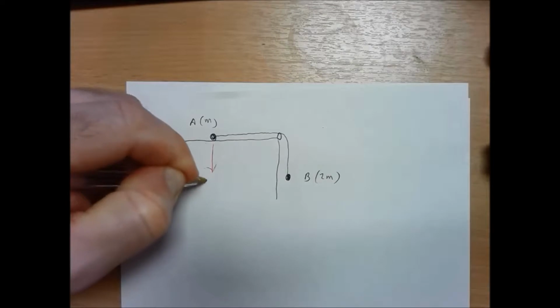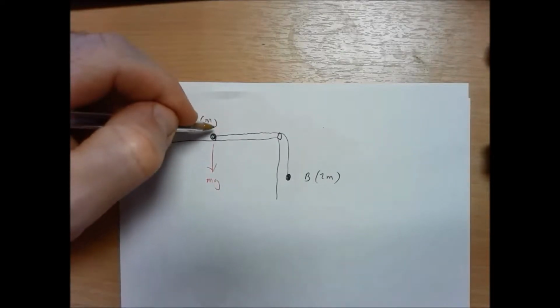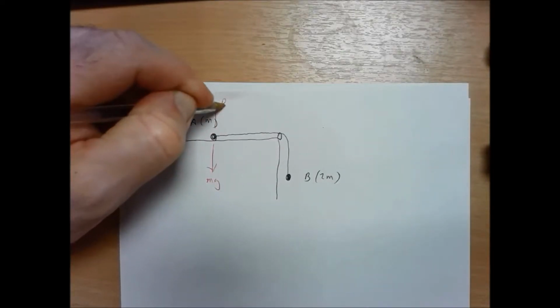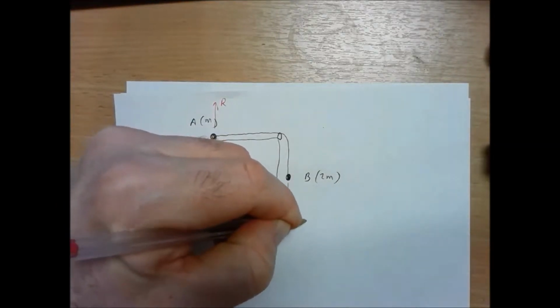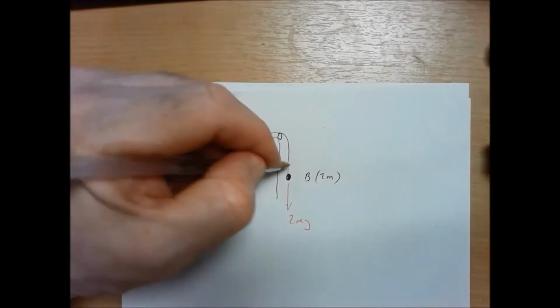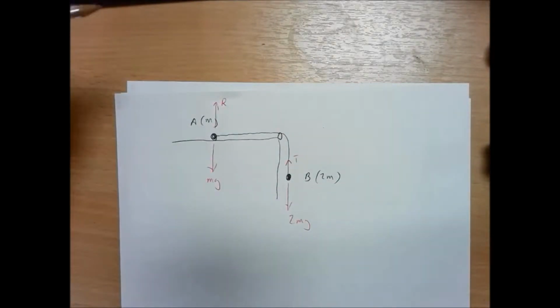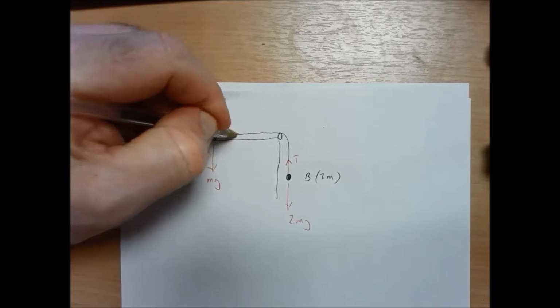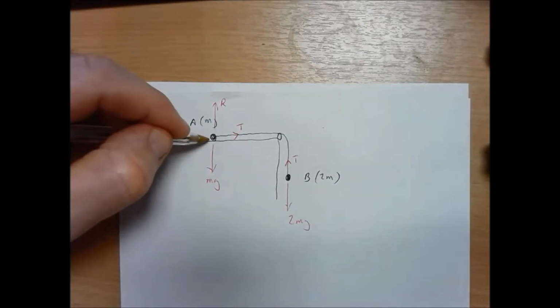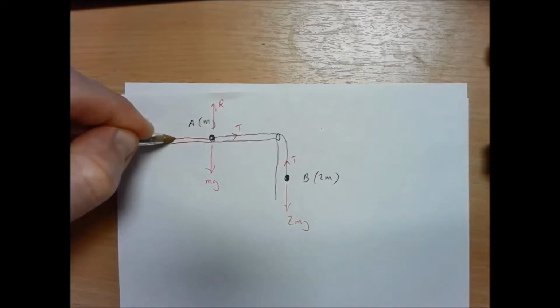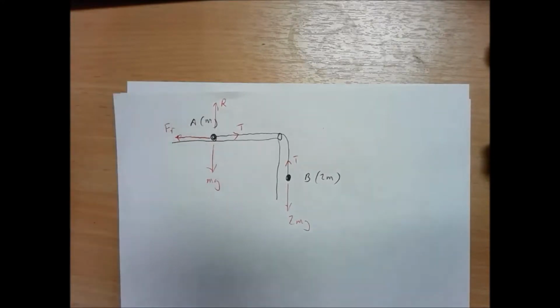Forces, I've got mg at A working downwards. I've got a reaction, and 2mg as a weight down at B. I've got a tension at B, and it's light and inextensible. The pulley is smooth, so that tension is the same there. But we've also been told that A is sitting on a rough surface, and so friction, which is going to oppose any motion, pointing in that direction. So what have we got? Part A.